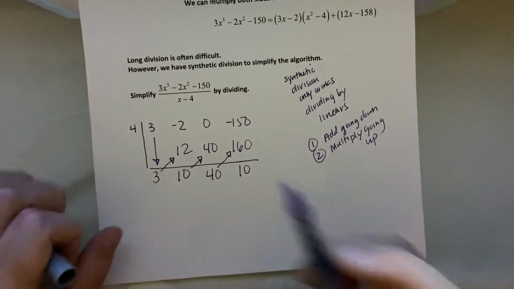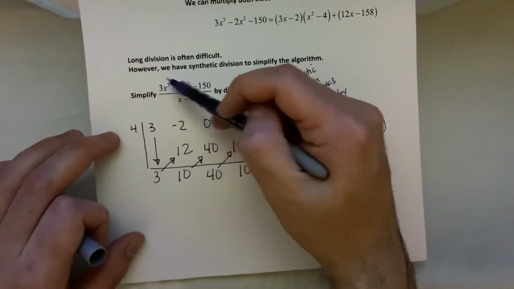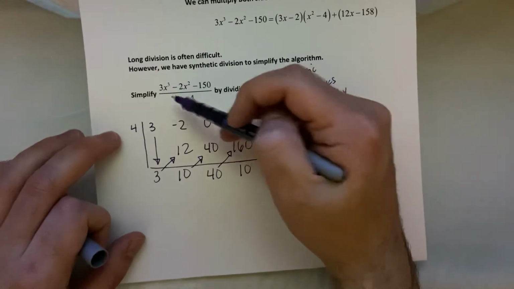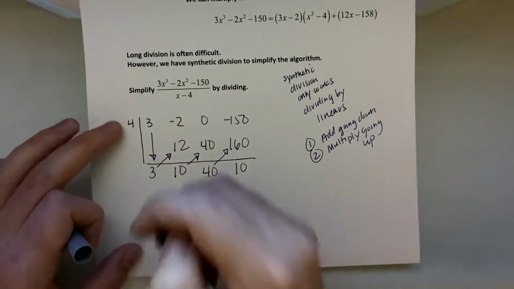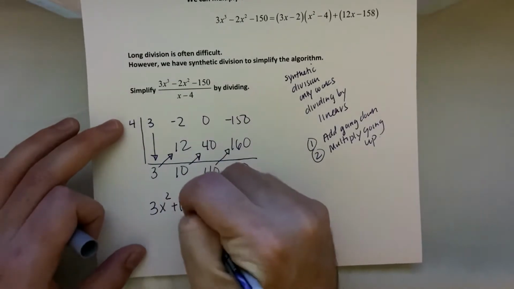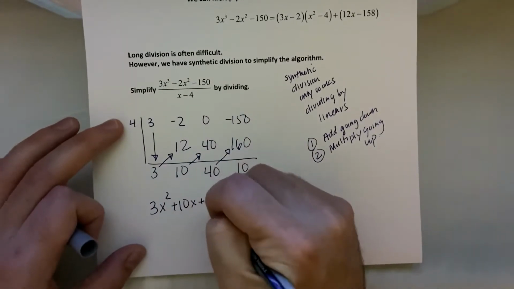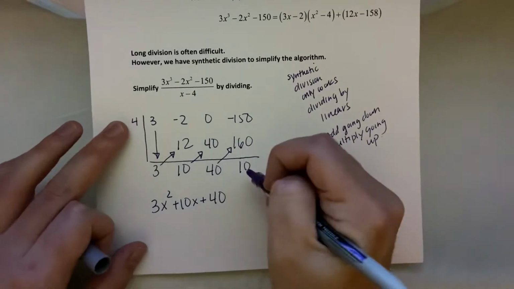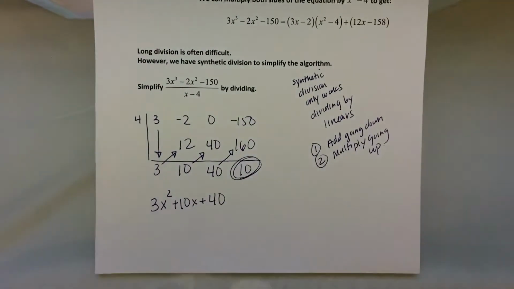And what does this relate to? Well, let's look at our first term here. 3x cubed divided by x. We're expecting our first term to be an x squared term. So this should be 3x squared plus 10x plus 40 is our constant. So what is our 10? This is our remainder. It goes over whatever you're dividing by at first.